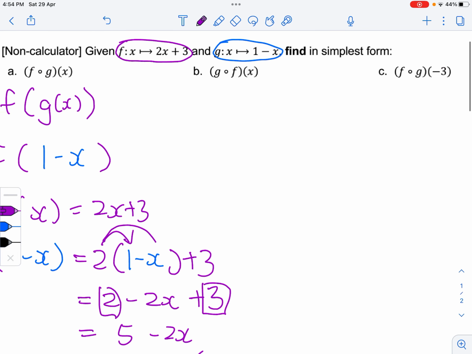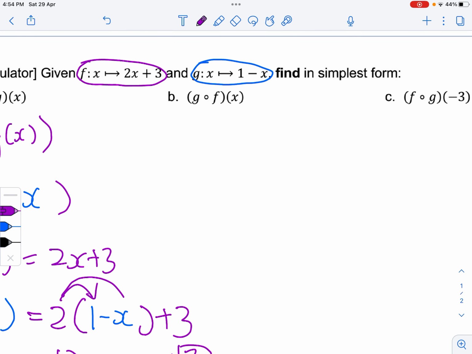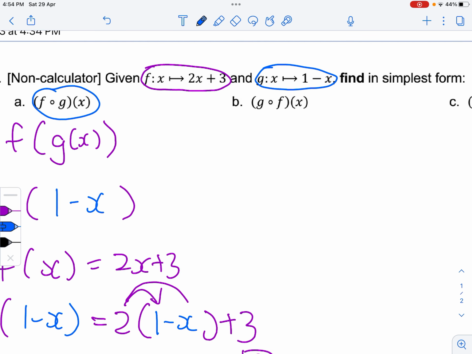Now let's try the other one, question B. This time, instead of having f of g of x, we have g of f of x.